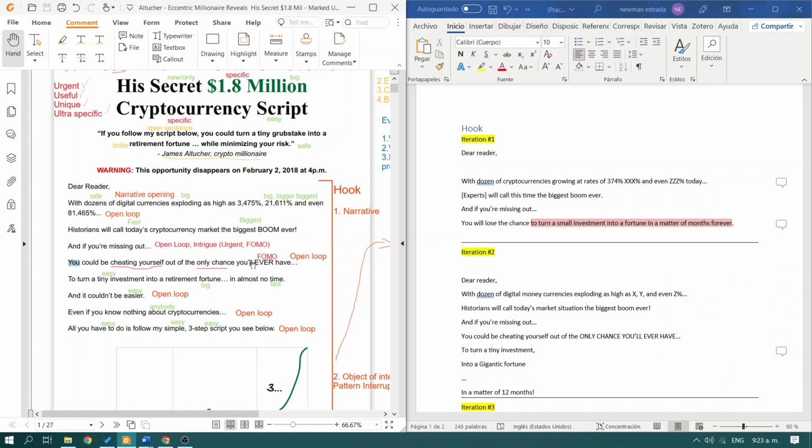You could be cheating yourself out of the only chance you'll ever have. That's an open sentence, like I show you, to turn a tiny investment into a retirement fortune in almost no time. Instead of, you will lose the chance to turn a small investment into a fortune in a matter of months forever. I speak like a one year old English. Okay.